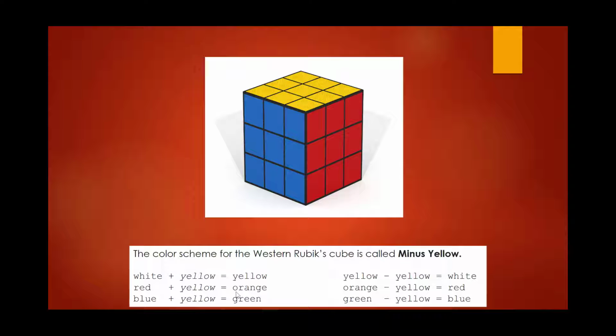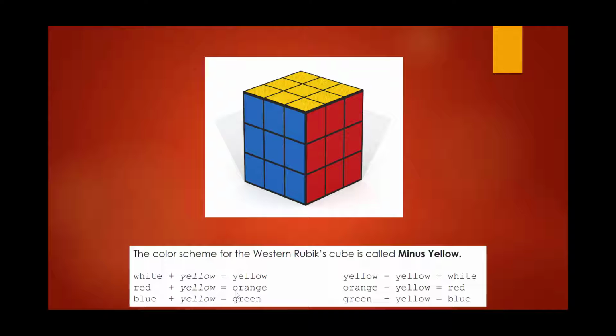You can do some fun stuff in level 4 when you get to 3-dimensional stuff. So this is the Rubik's Cube. And I would like to point out a fun fact about the coloring scheme of the Rubik's Cube. So the Rubik's Cube that you'll typically buy in a store here in the United States, the color scheme is called minus yellow. And basically, it's an algorithm for figuring out the color of the opposite side of the cube.